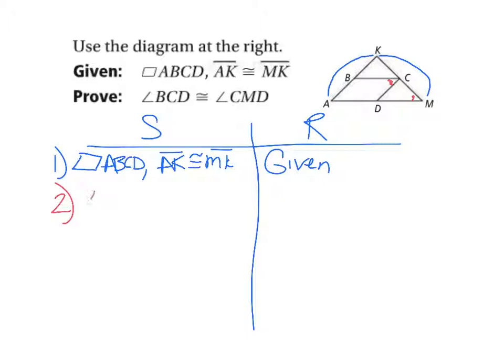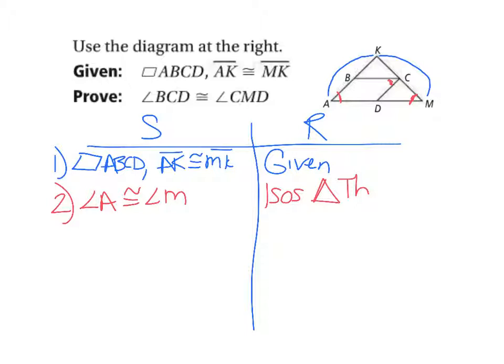I'm going to say that angle A is congruent to angle M. And that's called the isosceles triangle theorem. Remember, if the sides are congruent, then the angles are congruent. Isosceles triangle theorem is what that's called. All right, I'm going to go ahead and mark that in my picture. I know that this angle is the same as this angle.